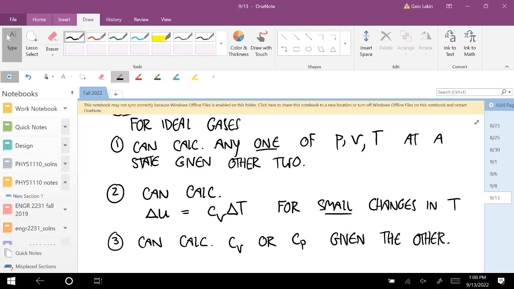Any questions about that? You defined small changes. Is that just telling us the larger the change, the less accurate? Yes, it is. That's what it means. I would say if you see a problem where it talks about 1 or 2 degrees, say to yourself, why would they do a problem with such a small temperature change? And then think, maybe this is a reasonable thing to use. You know what I mean?